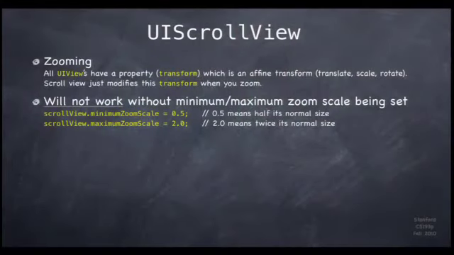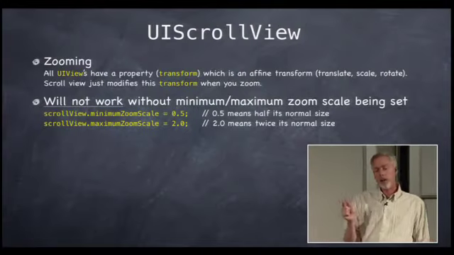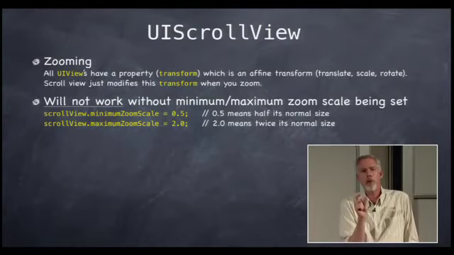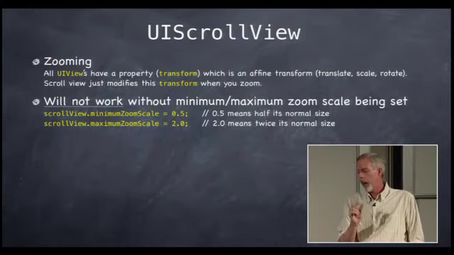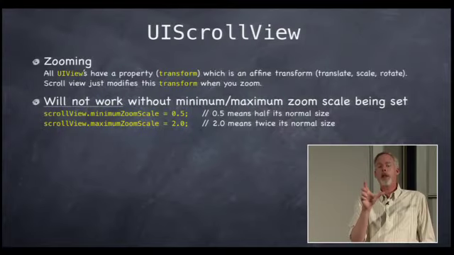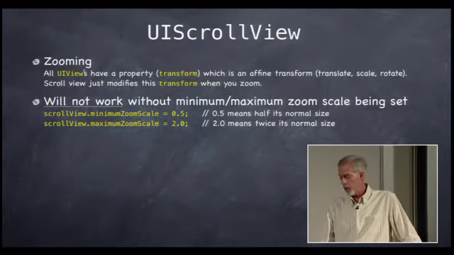Zooming will not work without two things, so pay attention here. You must set a minimum and maximum zoom scale. The scale system here, 0.5 for example, would be half its normal size. So you could zoom it down to being half its normal size. If you said 0.1, it could be a tenth of its normal size. And then maximum zoom scale is a number like 2, which would mean you could zoom it up to being twice as big as its normal size, or you could have 10 and be 10 times as big. So that's how the scale system works. You must set the minimum and maximum scale. If you don't set them, you can't zoom.